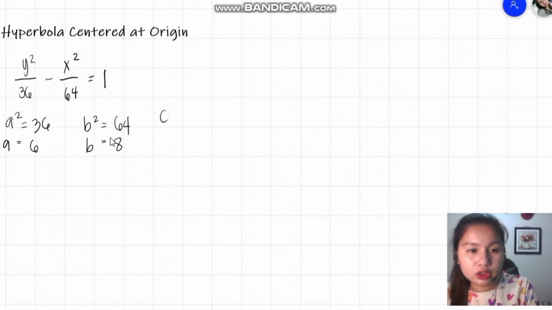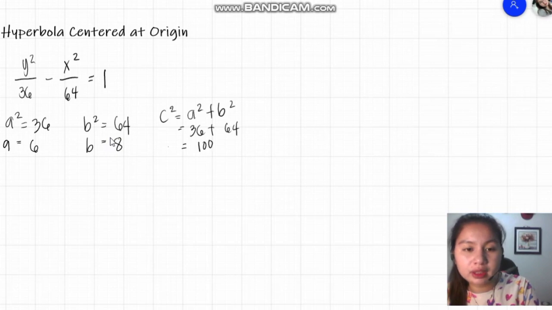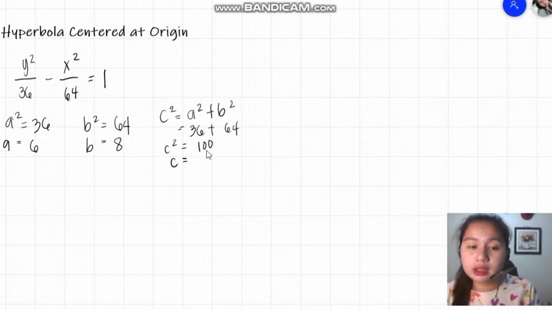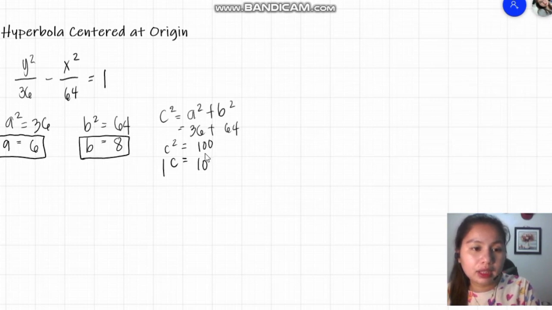So, ma-identify na natin si c. C squared equals a squared plus b squared. Ang a squared natin ay 36 plus b squared is 64. So, 36 plus 64 is 100. So, c squared is 100. Kailangan natin makuha si c, kunin natin ang square root ni 100, which is 10. So, nakuha na natin: si a is 6, si b ay 8, and then si c ay 10.